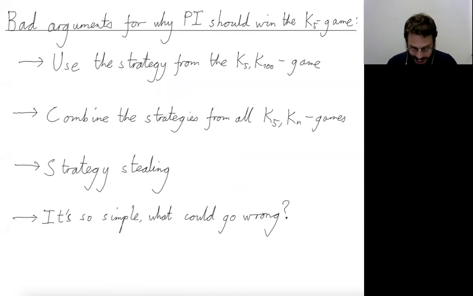And there are a lot of bad arguments for why you might think player 1 should win the K5 game. So I just want to go through all of these arguments and knock them all down quickly. So the first thought is, okay, we've got a strategy in the K5, K100 game, and 100 is already big, so maybe we can just use that same strategy, right? It's a lot bigger than 5.